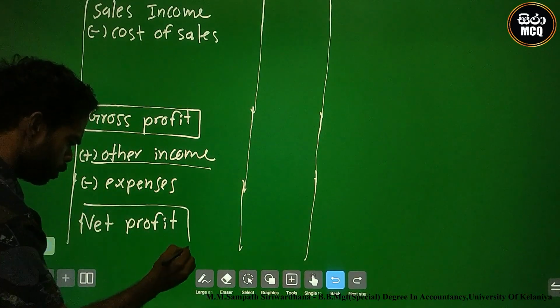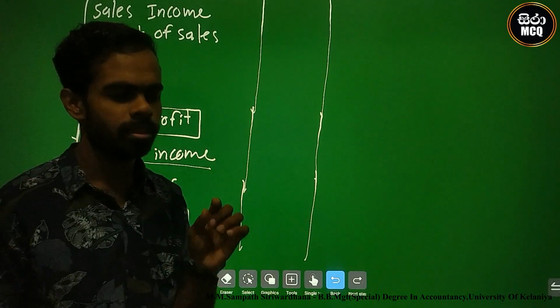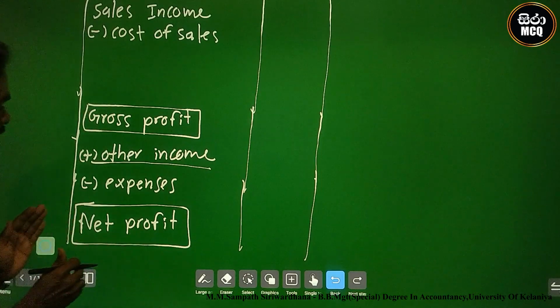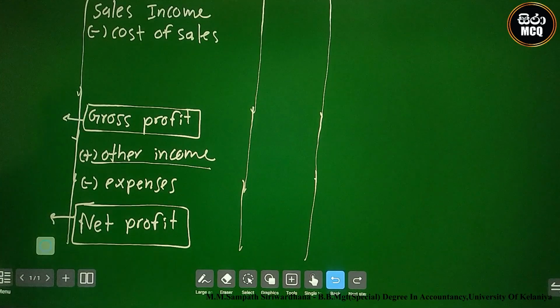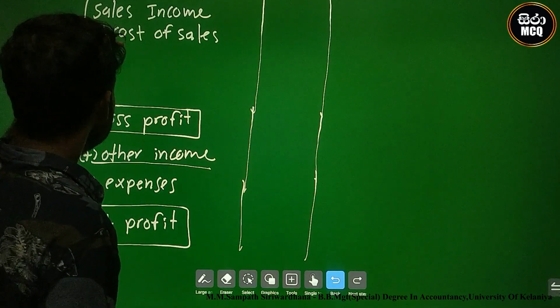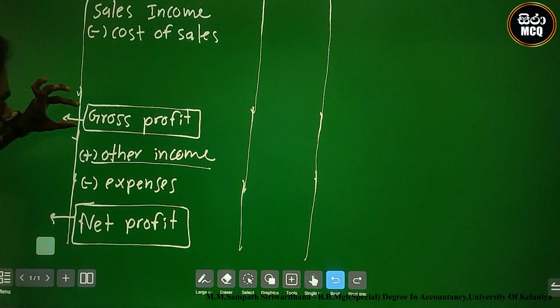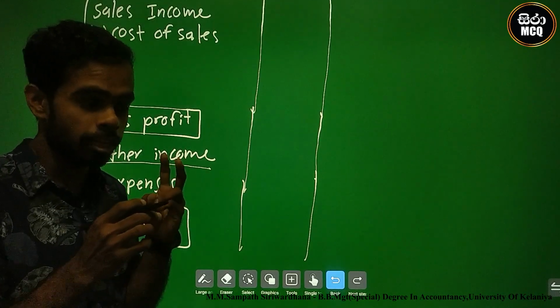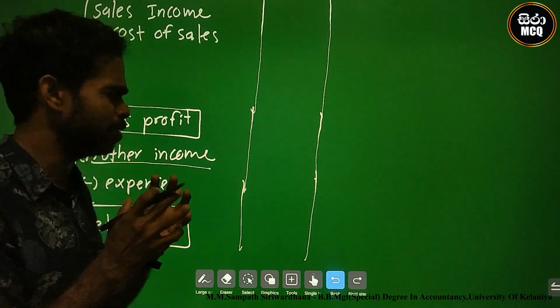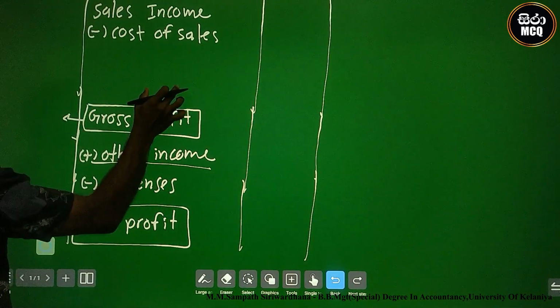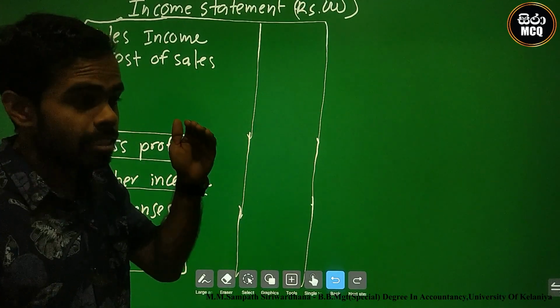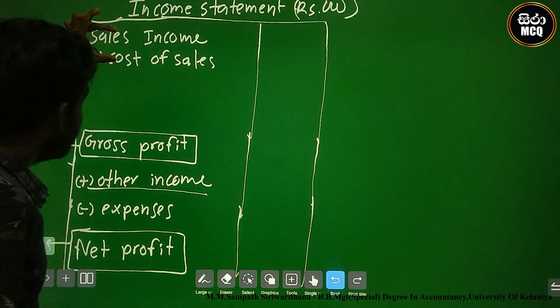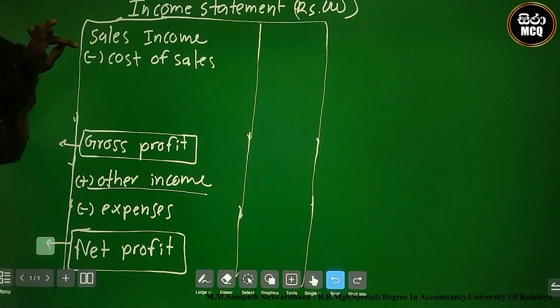Think about this: it is a sole proprietorship, a sole business. There is one owner in the business. In that case, this is the gross profit, our requirement, and the net profit. Gross profit is created by two related items, sales income and cost of sales. Errors in sales income and cost of sales directly impact the gross profit.